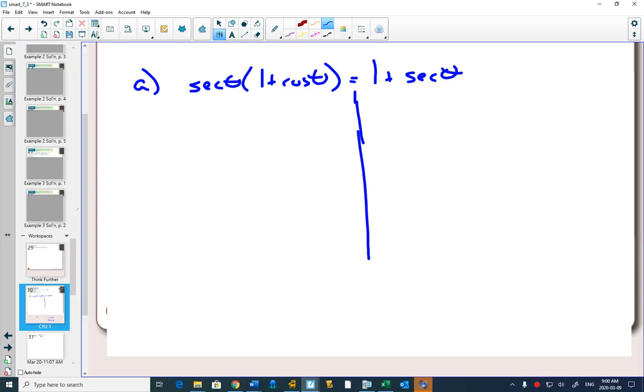So my first strategy is the most common strategy that you're going to use when everything else doesn't work, or if you've tried something else and you haven't tried this strategy. This is a go-to strategy: changing things to sine and cos. So I'm going to change secant to 1 over cos here, and here. Yes.